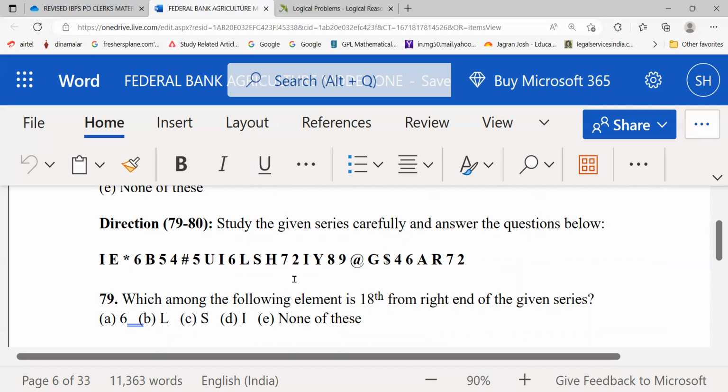Did you understand? For example, 10 candidates are sitting. If I ask you who is the seventh candidate from the top, then it is sufficient that you count from the bottom, the fourth candidate.